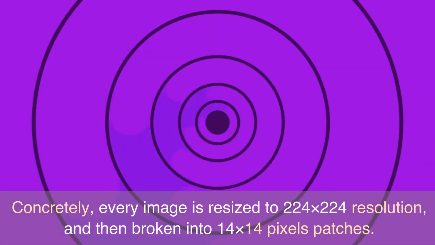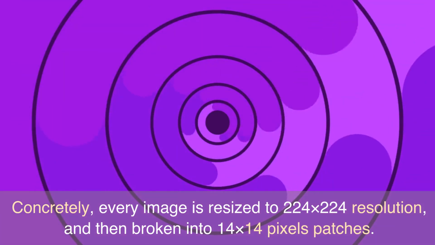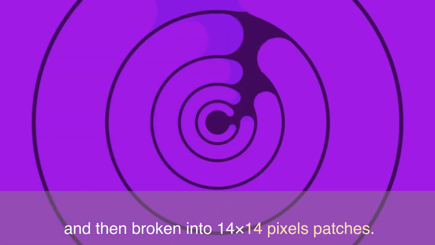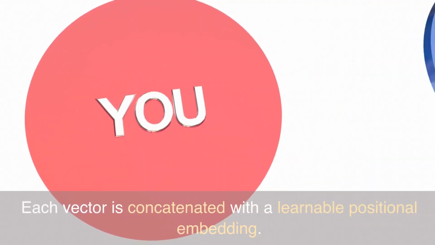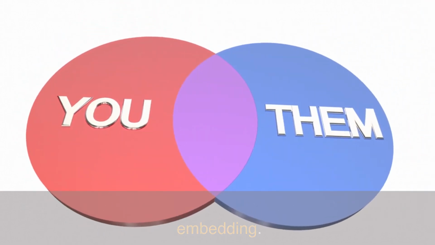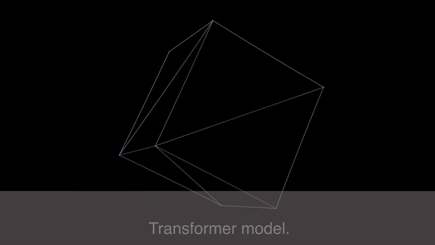Concretely, every image is resized to 224 x 224 resolution, and then broken into 14 x 14 pixel patches. This results in 224 x 224 divided by 14 divided by 14 equals 256 patches. Each patch goes through the same learnable linear transformation to transform into a vector. Each vector is concatenated with a learnable positional embedding. These concatenated vectors are then fed into a transformer model.